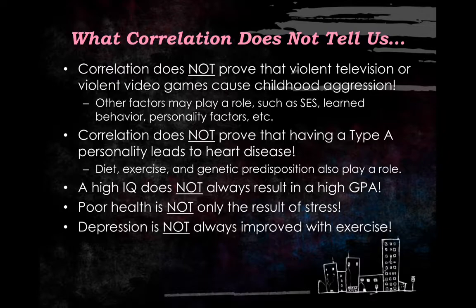And also just personality factors. Certain personalities are attracted to, seek out violent media, and others don't. Correlation does not necessarily prove that having a type A personality leads to heart disease. Other factors also play a part, right? So diet, exercise, and most importantly, this genetic predisposition play a role in who gets coronary heart disease.